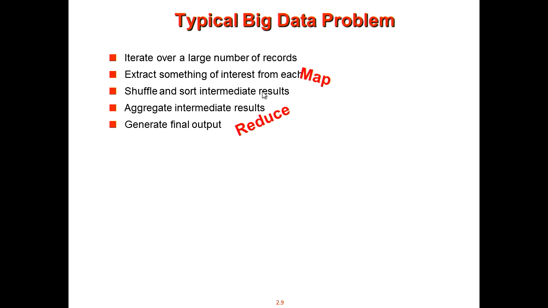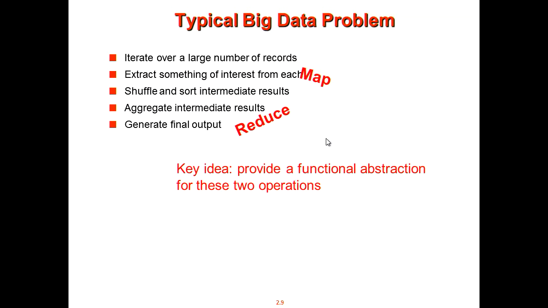Within the MapReduce system, these results will be exchanged across different mappers, across different machines, and these intermediate results will be organized. Then the aggregation to generate the final results is in the reduce step. The key idea is that this programming model provides you a functional abstraction for the two operations. You use map and reduce, these two abstraction functions, and you define within them what you want to do to process the data you read, and then to generate the final output.